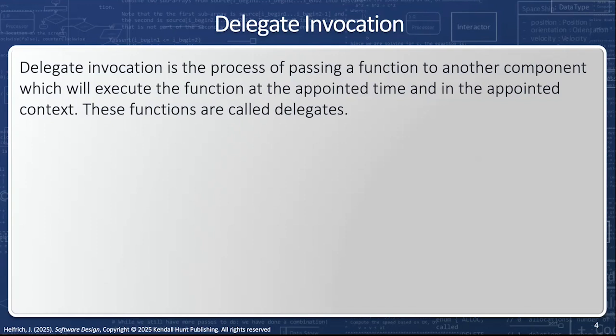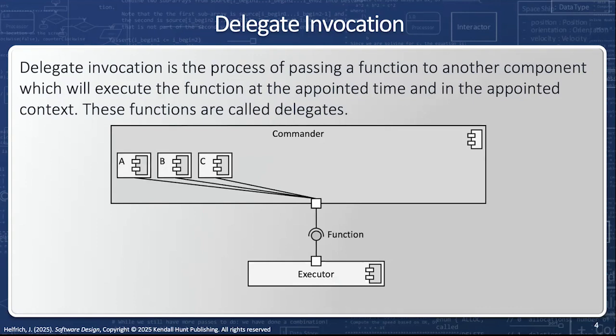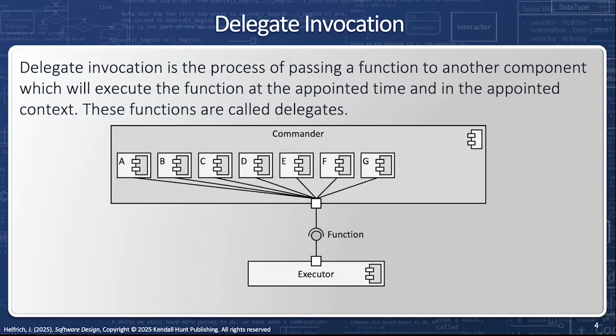So we have a second method to do this called delegate invocation. And this is the process of sending an order in the form of a function pointer. So we're going to start with the commander, and then of course we're going to have the executor. And the commander is going to send the executor an order in the form of a function pointer. And so A, and then B, then C, then D, all the different parts of the program can create this order and send it to the executor through a single pipe. Let's demonstrate how that works in Sudoku.